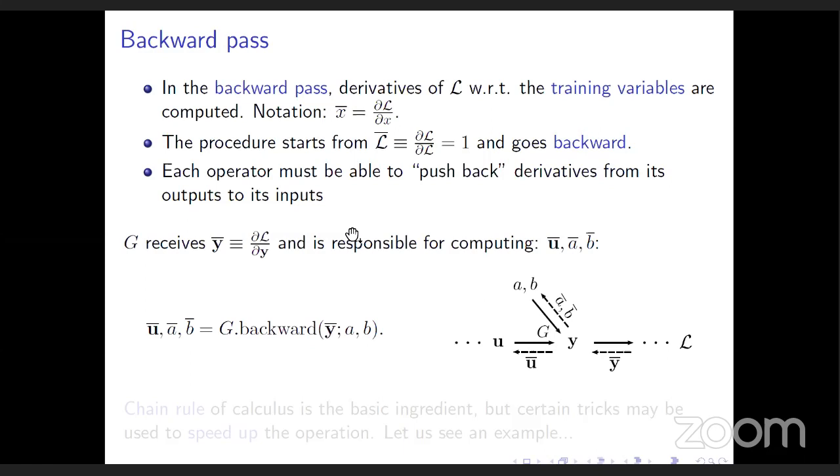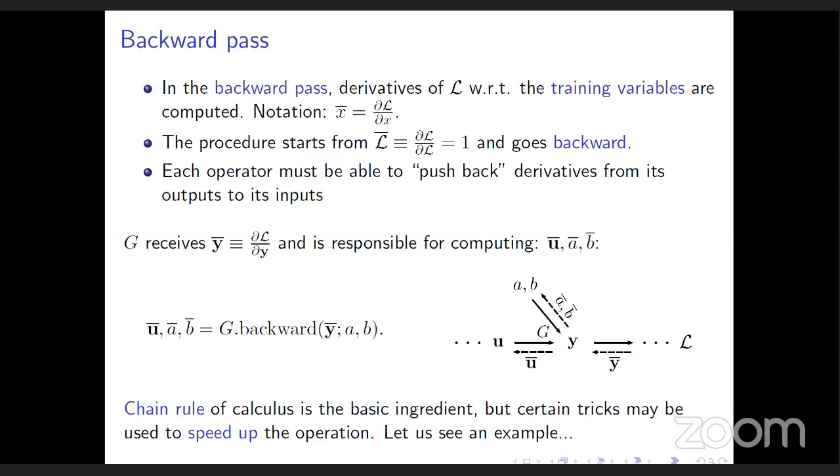And G in particular receives this y bar, that is the derivatives of the loss with respect to the transfer function output. And it has to compute a bar, b bar, u bar, all the derivatives that may be needed. And it's basically an application of the chain rule. We know the derivative of y with respect to u, and we combine it with the derivative of the loss with respect to y. It's an application of the chain rule, but we have to apply it in the smartest way possible to minimize the number of computations that we perform. Then we can get an efficient implementation that makes it really useful in practice.